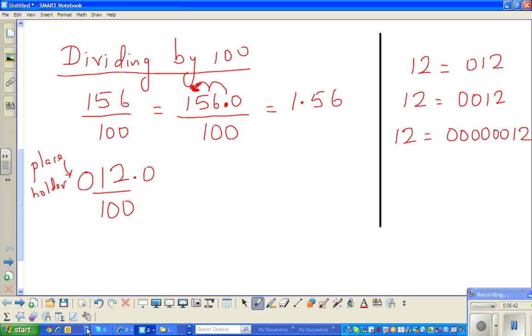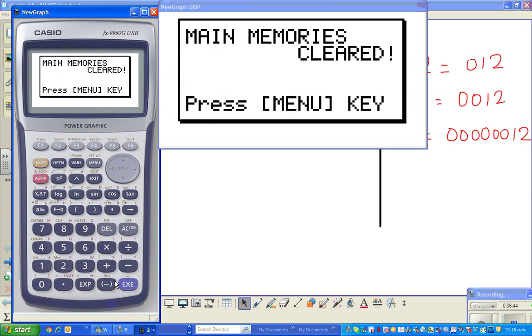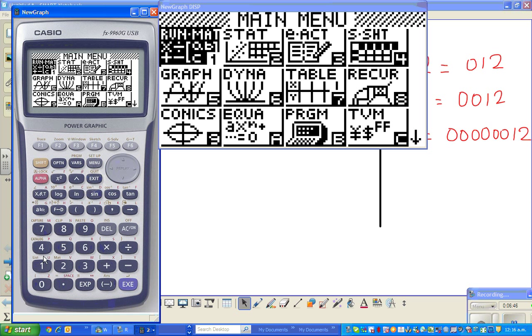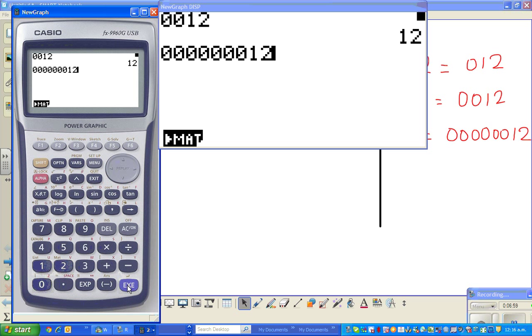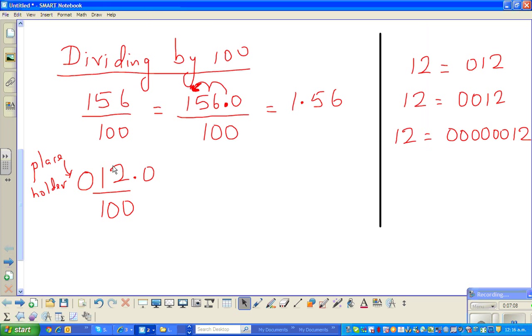I'll show you on a calculator. Okay, so let me show you. Menu, there's a simple run menu. So if you put 0, 0, 12, what does the calculator tell you? That's 12. If you put 0, 0, 0, 0, 0, 0, 0, 12, that will also give you 12. So these zeros don't have any value. They're only placeholders.